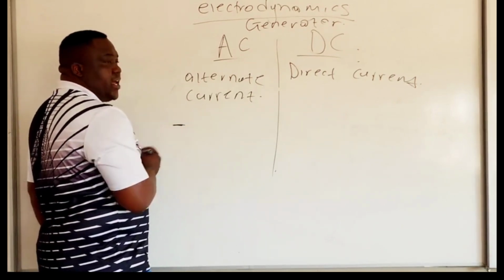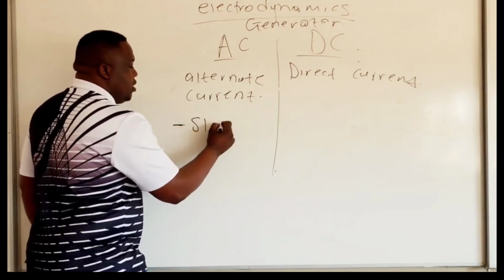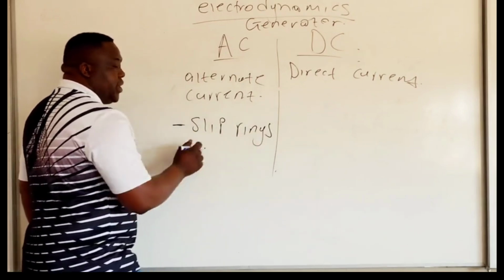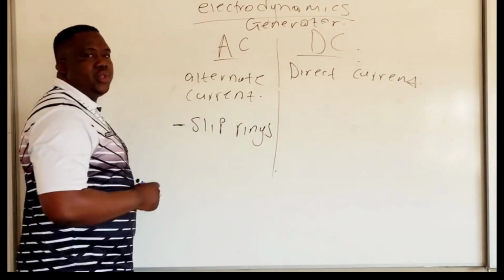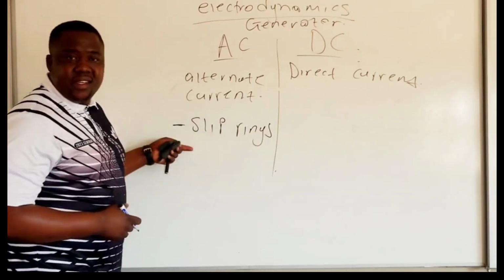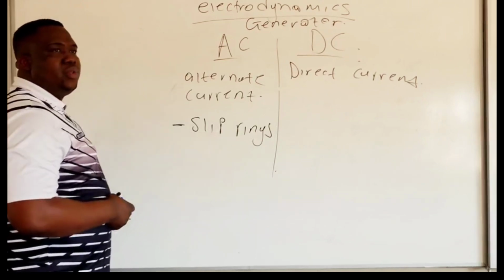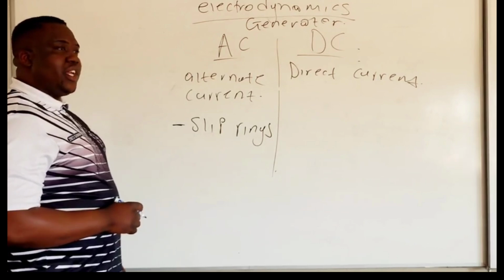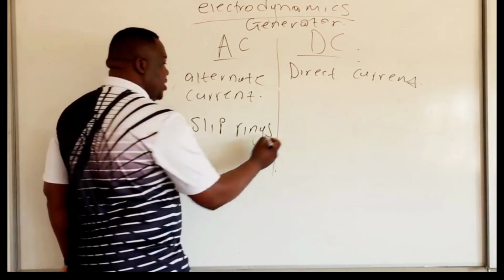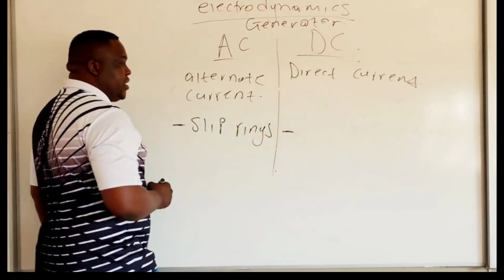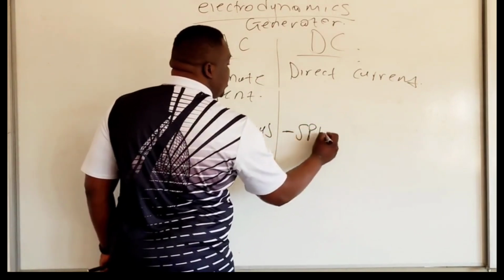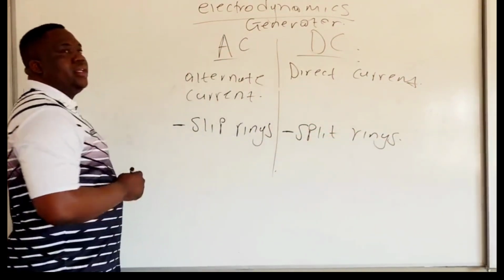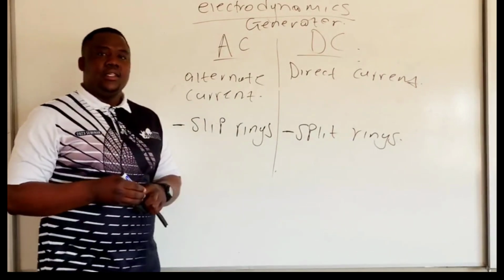The AC generator has got what we call the slip rings. And when I say slip rings and I don't show you a picture, I'm not doing justice, because you cannot see. You just know slip ring and you do not know their differences. I'm going to bring in the screen so that you can be able to see. Then the DC has got split rings. We've got slip rings and split rings.